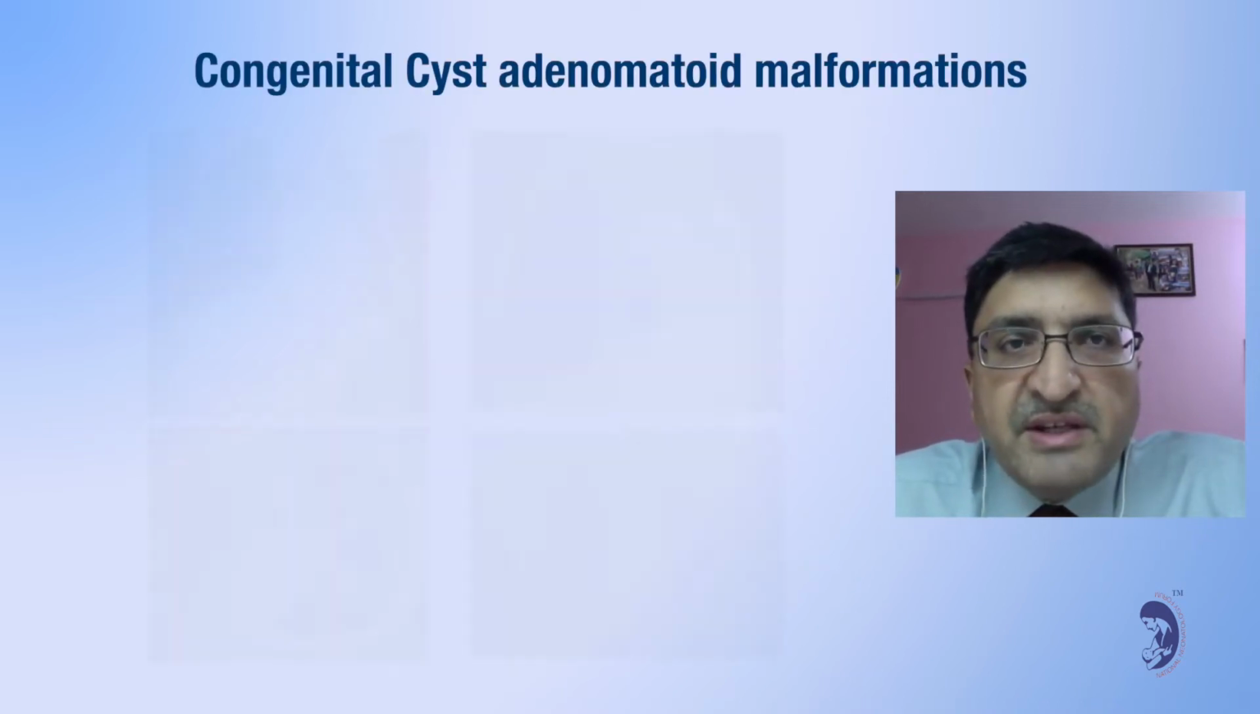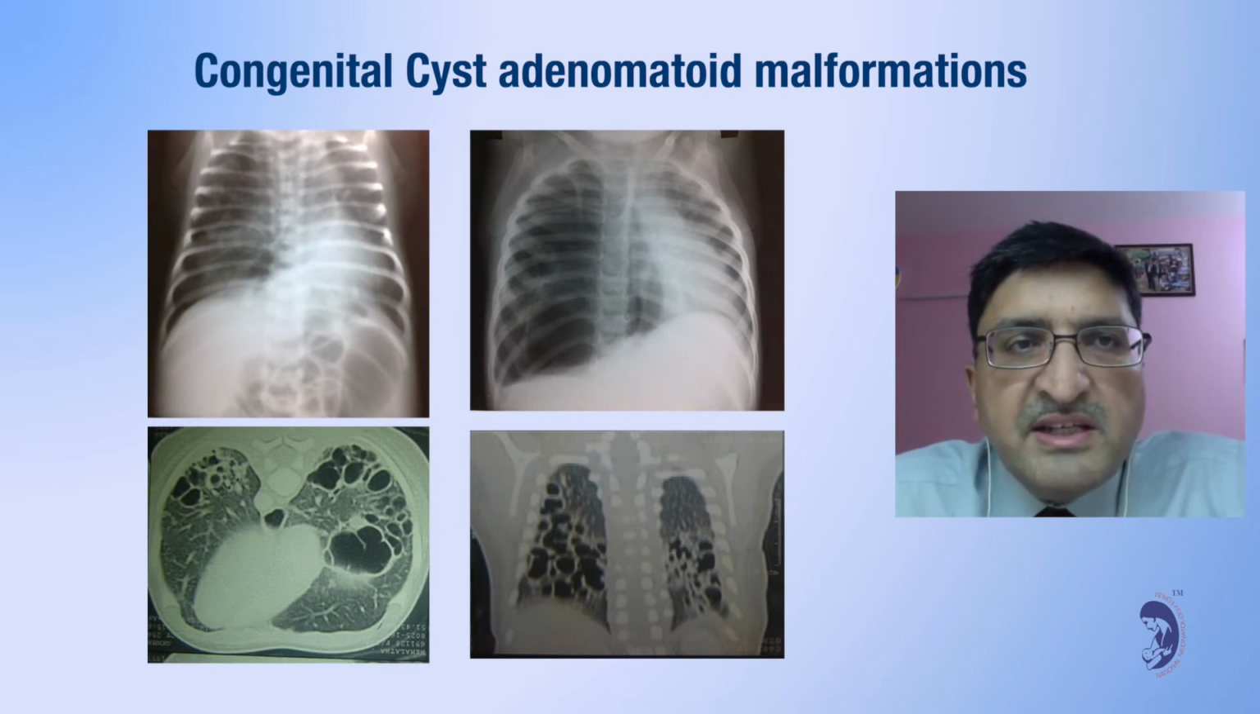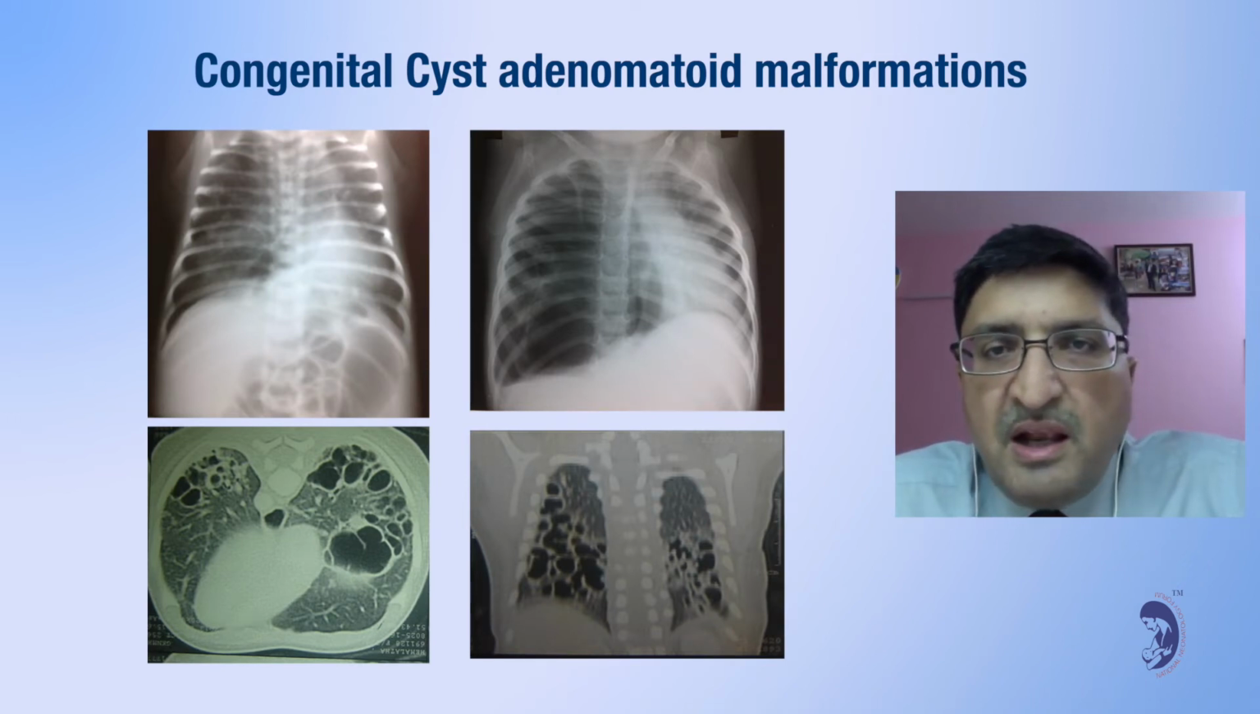These are the different X-rays of lesions showing a cystic adenomatoid malformation. This is a large cystic adenomatoid malformation. A CT scan showing the multiple cysts.